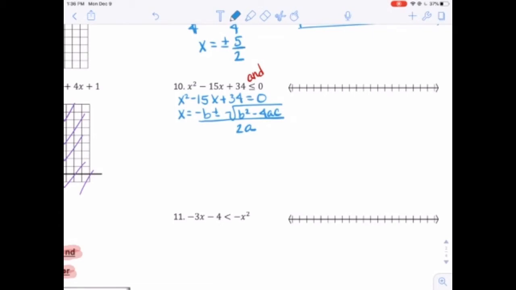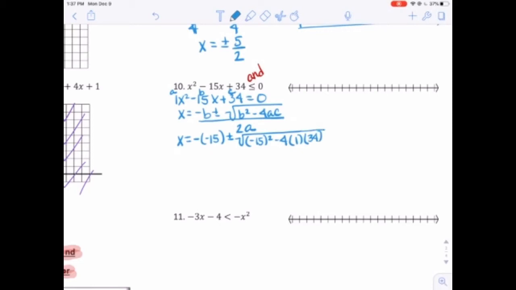So we have our a value is the 1 in front of the x squared, b is negative 15, and c is 34. And we're ready to plug in and say that x is equal to negative b, but b is negative 15. Plus or minus the square root of b squared, and b is negative 15 in parentheses. You are squaring the entire quantity of negative 15. Minus 4 times a, which is 1, and c, which is 34.